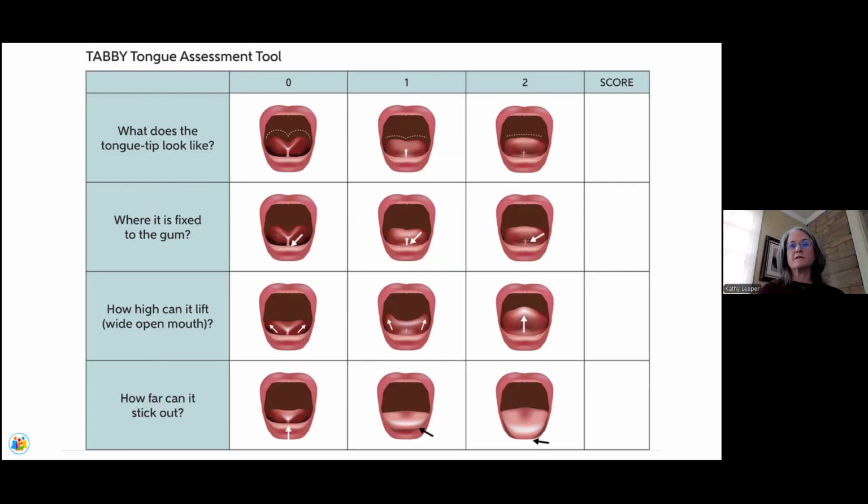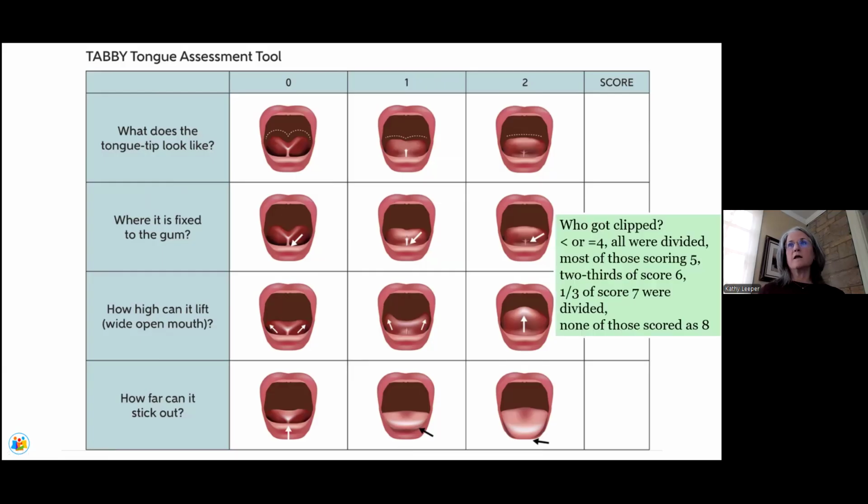So when they developed this tool, it was a group of ENT surgeons working with some lactation people, and they found that anyone who scored less than 4, it was decided that it was a functional problem and they got clipped. So anyone less than 4 would be all these people, because if you got 1, 2, 3, 4 points, you still ended up getting clipped. Most of those who got 5 points, 2/3 who got 6 points, 1/3 who got 7, but the babies that were totally over here, none of them ended up getting clipped.